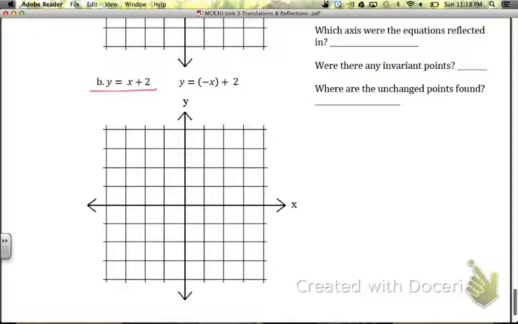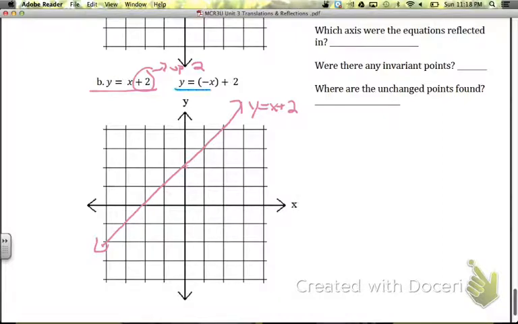Now this is just a linear function here, so this whole plus 2 actually moves our whole line up 2. So we have the points (0, 2), (1, 3), (2, 4), (-1, 1), (-2, 0), and we could go further, but we don't need to. We can connect those points, and we can label y equals x plus 2.